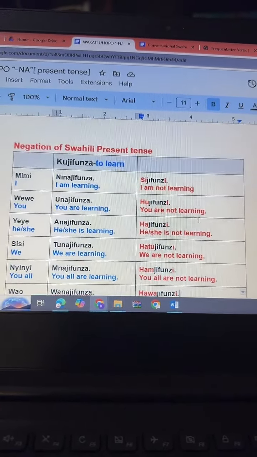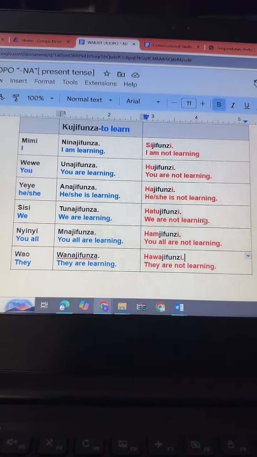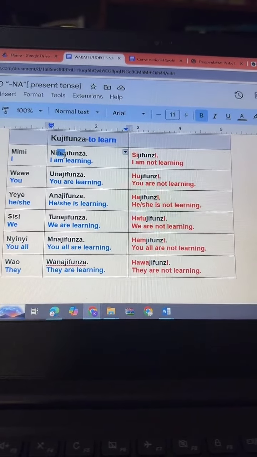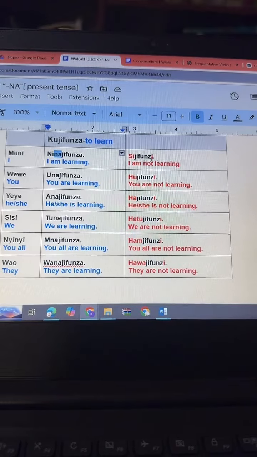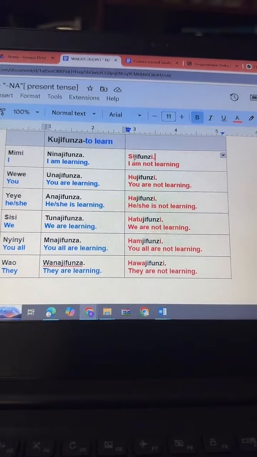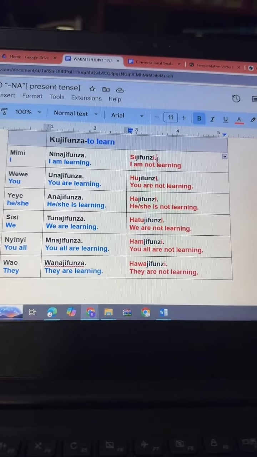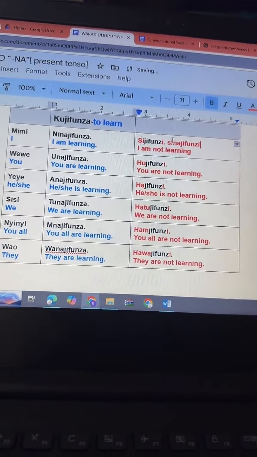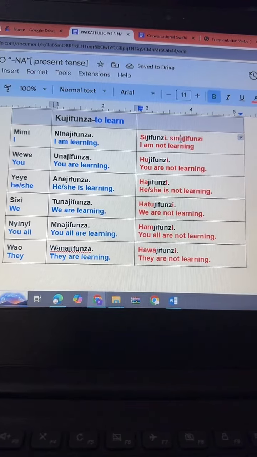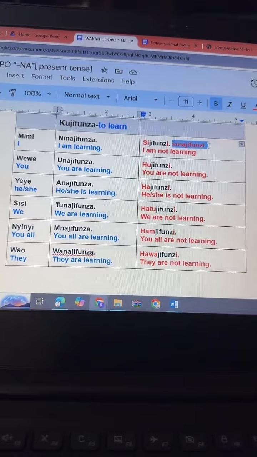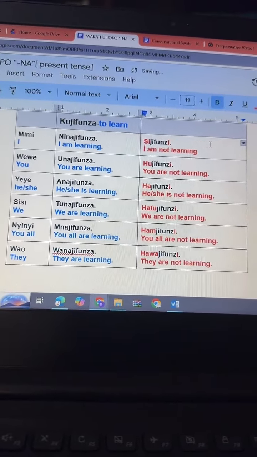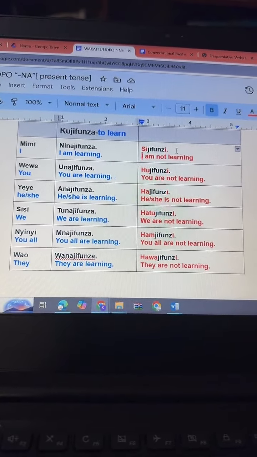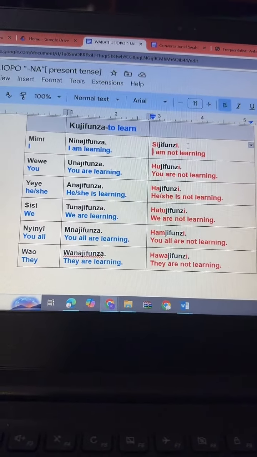Now, I want to make some clarification about the mistakes that students make when they're learning the present tense. Just remember, the present tense marker is na. You can see na in every positive verb here. But when we are negating, we don't put na here. So, it is a mistake to say mimi sinajifunzi. This is very wrong because we have na in the positive part and we don't have na in the negative part. Also, some students forget to change the final A to I and they say mimi sijifunza. It's wrong.